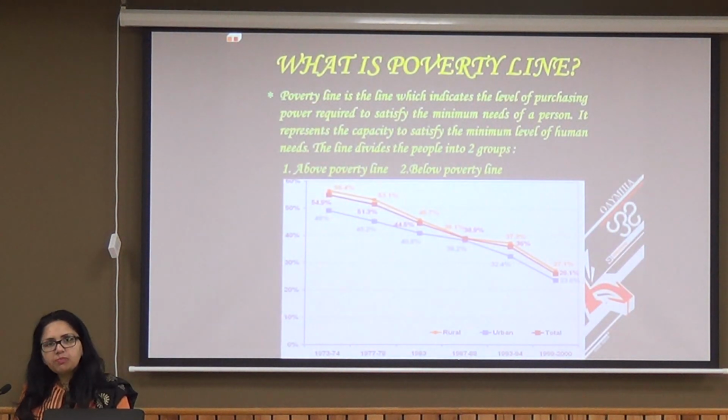We study poverty here in India on the basis of the poverty line. It is a line which indicates the level of purchasing power required to satisfy the minimum needs of a person. It represents the capacity to satisfy the minimum level of human needs.